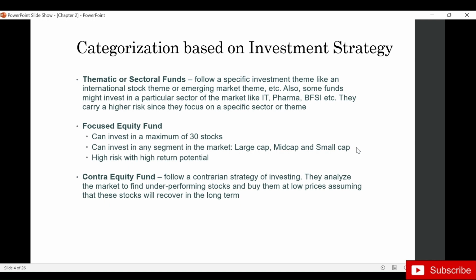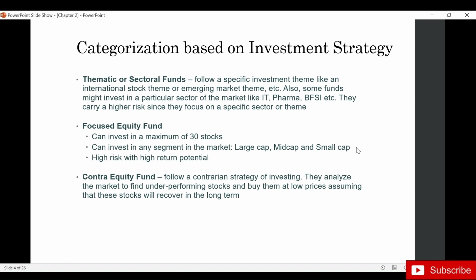The second category based on investment strategy is the focused equity fund. The focused equity fund can invest in a maximum of 30 stocks. Also, they can invest in any segment of the market such as large cap, mid cap and small cap. Also, focused equity funds have a high return potential but also come with a high risk.